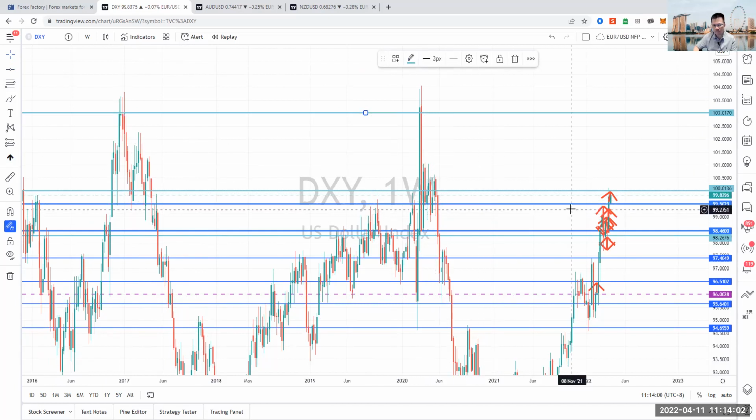So because of this, I think that we're going to see the dollar sit at this 100 level quite significantly, as a significant level.